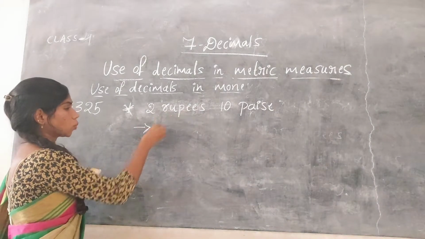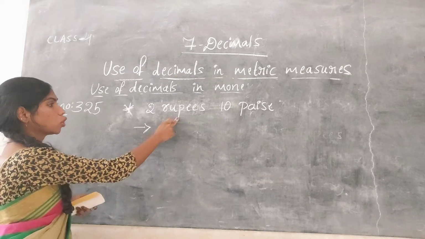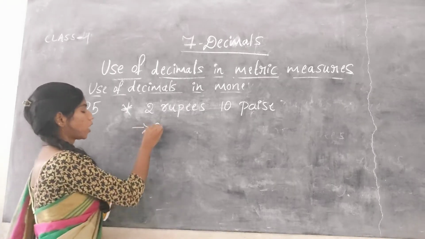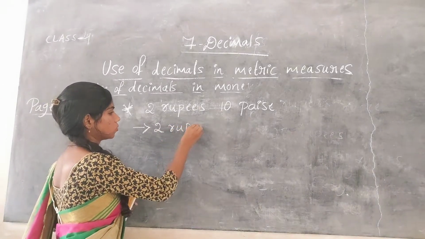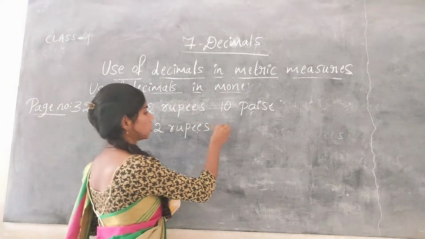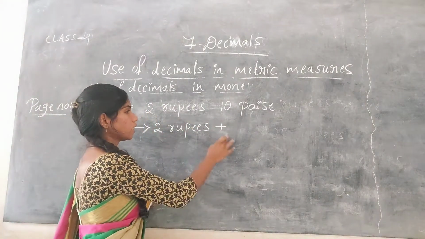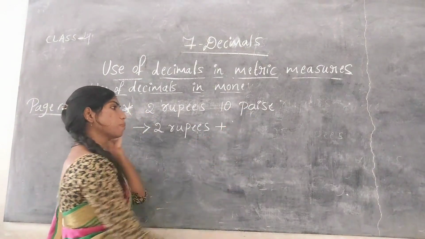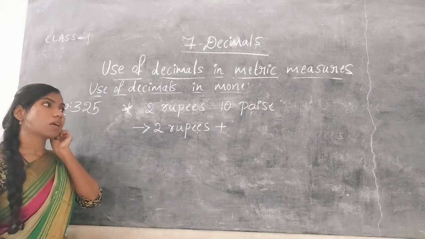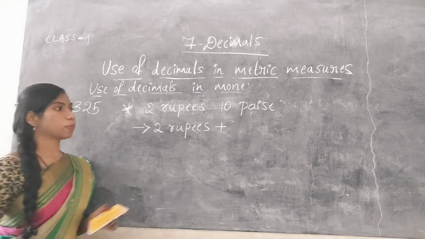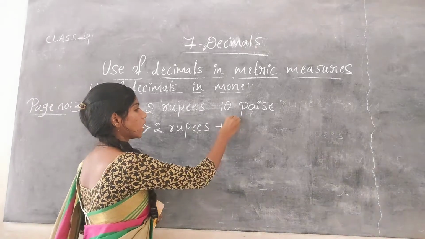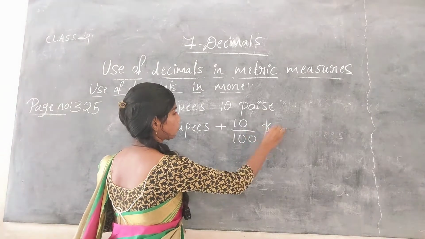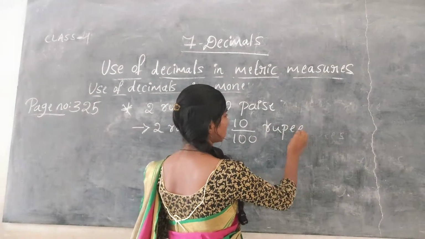So write 2 rupees as it is, because it is already in rupees, so no need to convert. Then put the addition sign. Next, 10 paise. Convert the 10 paise into rupees. So 10 paise we can write as 10 hundredth rupees.